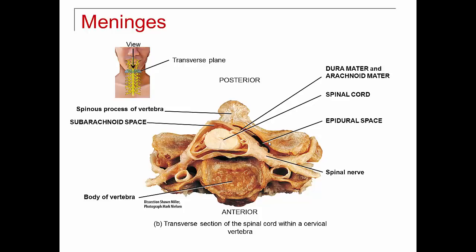The space just deep to that's the subarachnoid space, and that's the space that's filled with the cerebrospinal fluid. And then very tight to our spinal cord is where we have the pia mater. You can also see the denticulate ligaments that are coming off the pia mater, attaching in the space that is just inferior to the spinal nerve that's exiting the spinal cord.